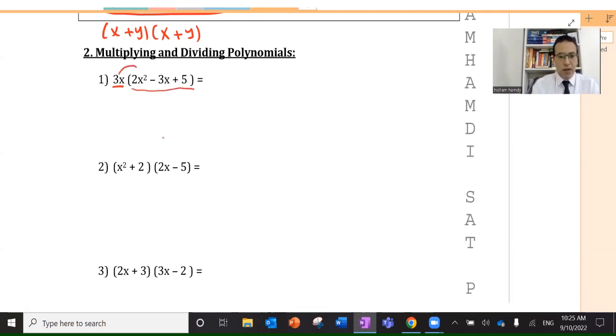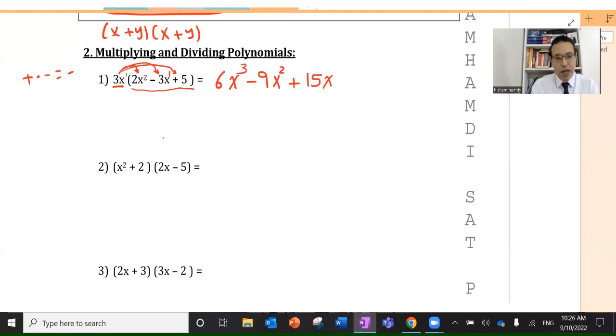So I'm going to multiply 3x by 2x squared, and 3x by negative 3x, and 3x by 5. 3 times 2 is 6. X power 1 times x power 2, I'm going to add the powers, so it's going to be x power 3. 3 times negative 3 is negative 9. Positive multiplied by negative gives me negative, 9x to the power of 2. Why 2? Because here I have 1 and here I have 1. Then plus 3 by 5 is 15x.